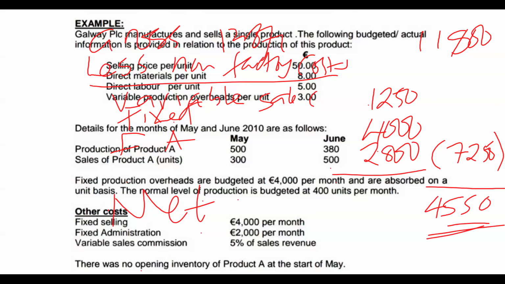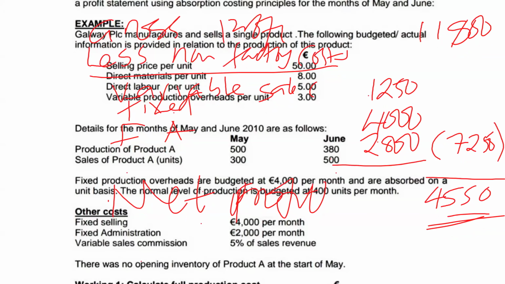It's a positive figure, so it shall be profit, right? Not net loss, but it shall be profit. But if it were negative, you could have said a loss. So this is how you deal with the absorption costing. I guess this time around, the absorption costing should be easier to us, yeah? It has to be very easy to us and very straightforward.